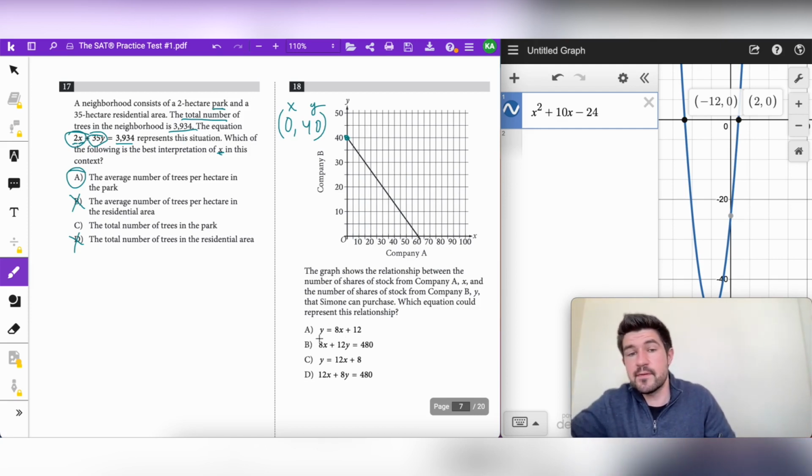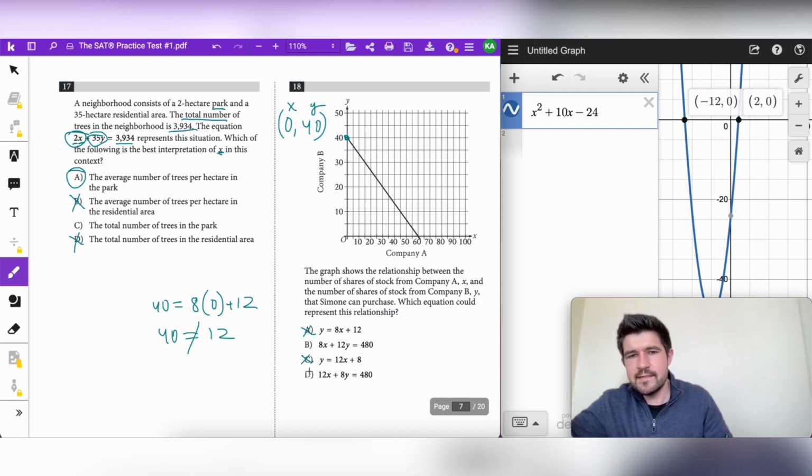So for example, if we plug it into A, 8x plus 12, well, Y was 40, so that's going to give us 40 equals 8 times 0 plus 12. That makes no sense. 40 does not equal 12, so A can't be the answer. And if you do this through all the answers, you're going to see that C doesn't work because 40 doesn't equal 0 plus 8, which is 8. So C's out. So it's either B or D.